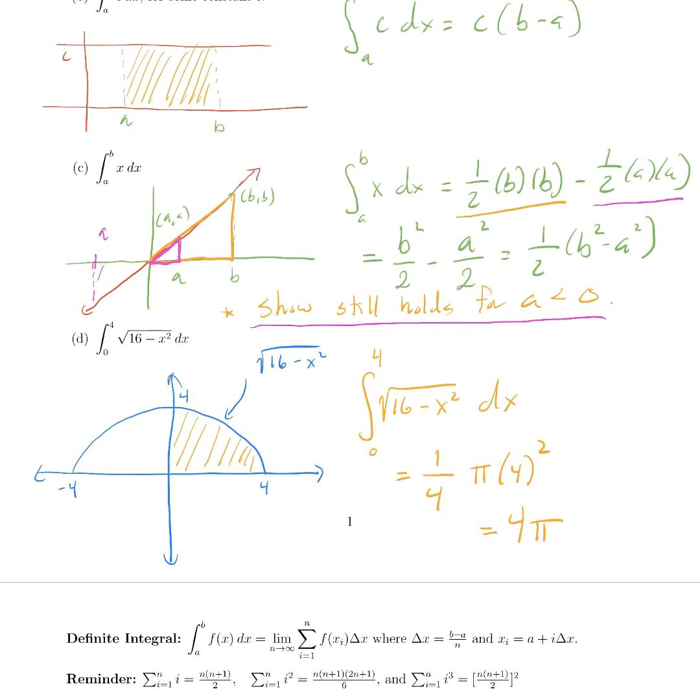And keep in mind that this area would be seen as negative if you do that. Because the definite integral gives a signed area, it's an area between the curve and the x-axis, so anything that's below is treated as negative.